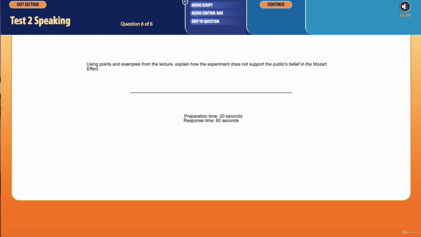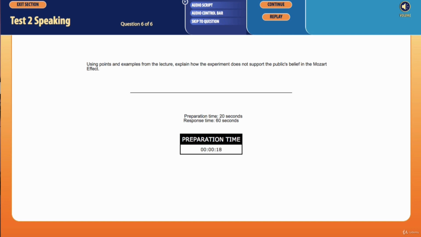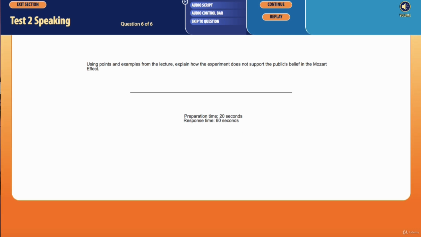Using points and examples from the lecture, explain how the experiment does not support the public's belief in the Mozart effect. You may begin to prepare your response after the beep. Please begin speaking after the beep.